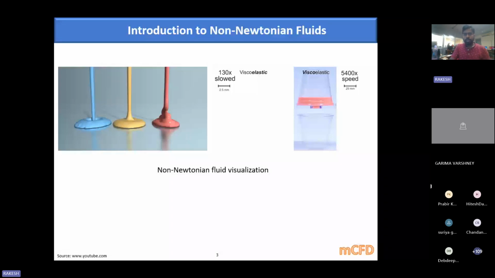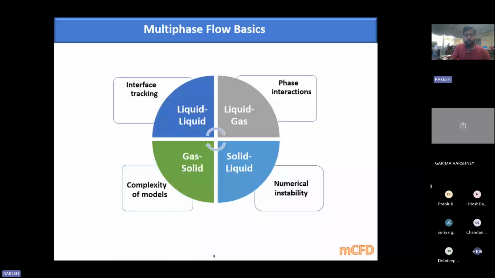So quickly I will tell a little bit of the multi-phase flow basics. Already we have seen some particle talk in the morning session. My talk will be basically only about a liquid system, that is oil and water. So I am dealing with this oil and water system.